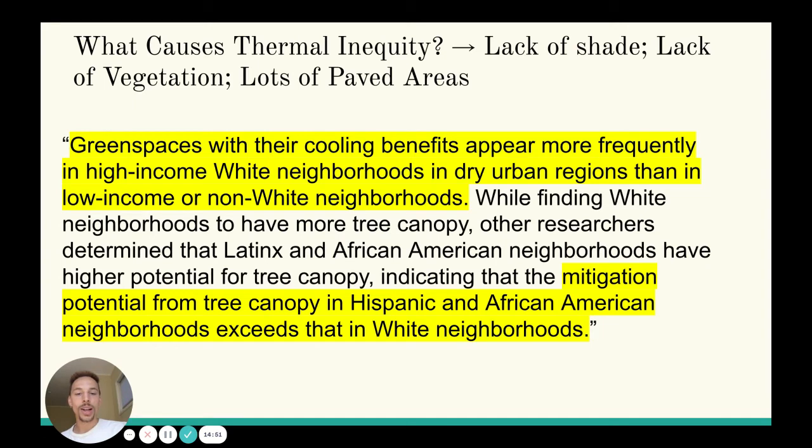neighborhoods. However, even though white neighborhoods do have more tree canopy, researchers have determined that Latinx and African American neighborhoods have a much higher potential for tree canopy, and that mitigation potential could be amazing and quickly implemented in these neighborhoods to cause significant differences in these thermal inequities. They wouldn't fix it, but it would be a very big solution. So that is one thing that we can think of as a possible solution for these thermal inequities.